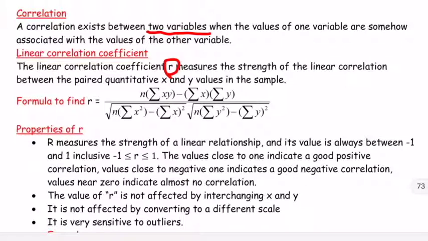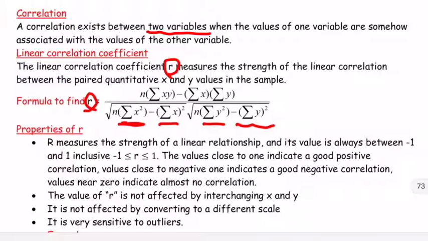The formula to find r is very complicated, and it's equal to n times the summation of x times y, minus the summation of x times the summation of y, divided by the square root of n times the summation of x squared minus the summation of x, squared, times the square root of n times the summation of y squared minus the summation of y, squared.